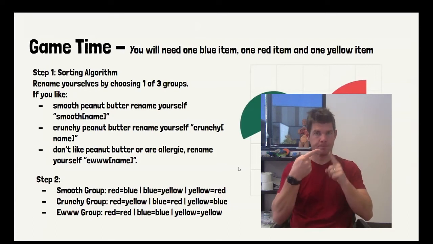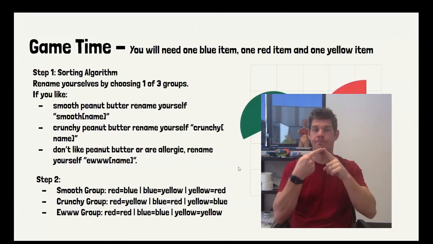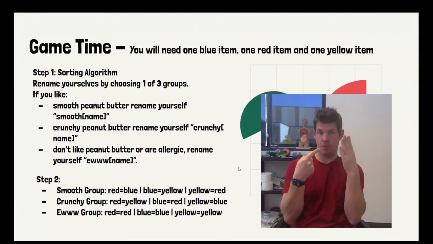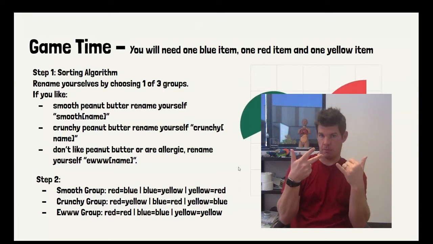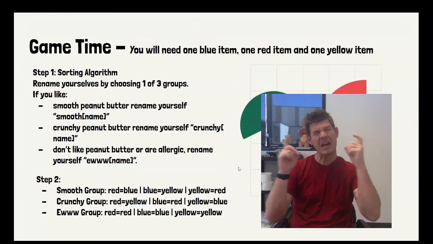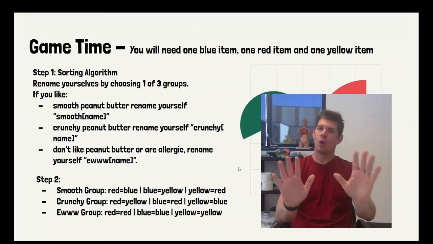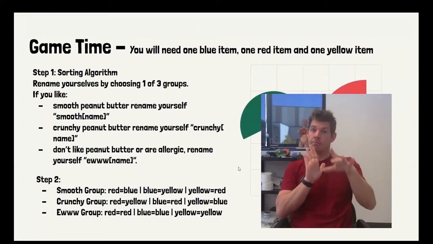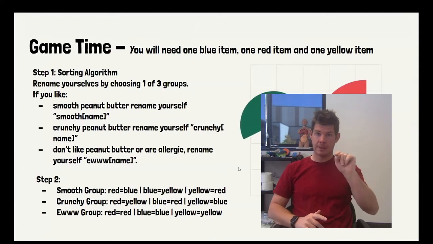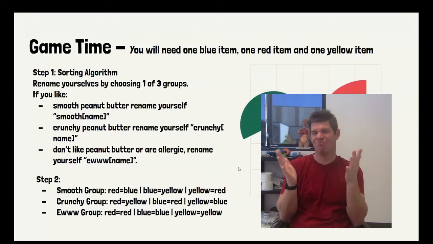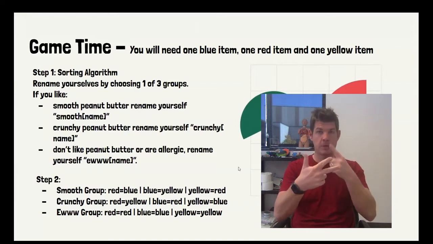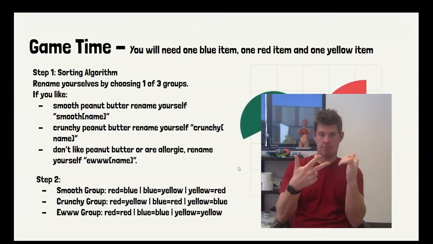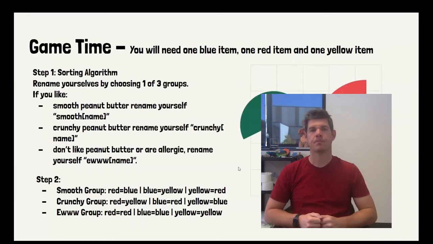So the first thing that you're going to need, that you see there at the top of the screen, is one blue item, one red item, and one yellow item. Now, don't overthink this, okay? It can be very, very simple. Like I have just Post-it notes that I've written on. There's my blue item. There's another Post-it note. There's my yellow item. And here's my red item. So you're going to need those three things in order to get going on the game.